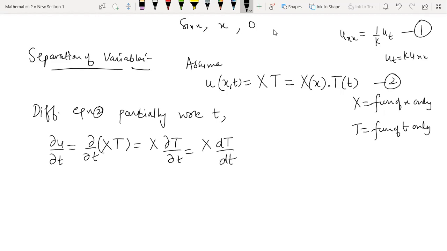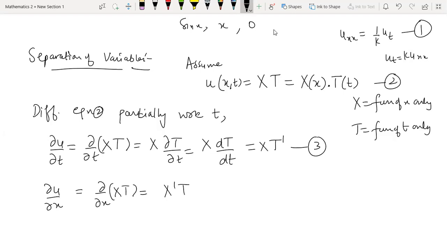Actually this will convert to d by dt because T is a function of just one variable, as I explained to you. So this is going to be XT dash. And similarly, del u by del x, when you differentiate equation 2 partially with respect to x, is going to be del by del x of XT. So this is X dash into T.